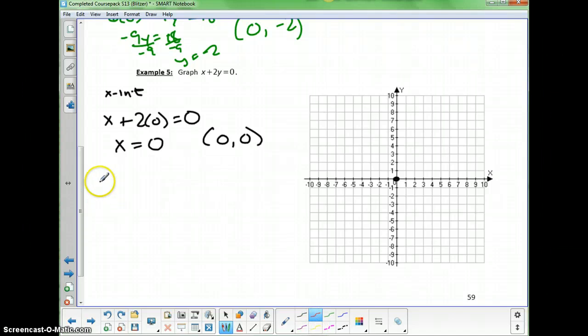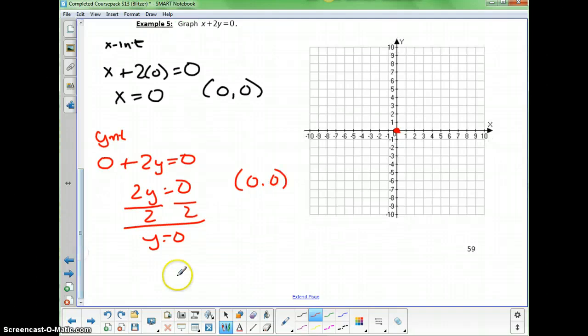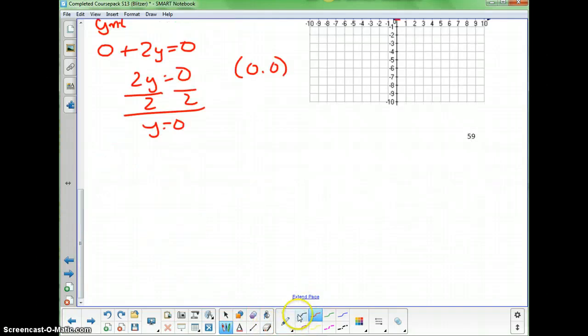And if I find the y-intercept, that's where x is equal to 0. So 0 plus 2y equals 0. So 2y equals 0. And if I divide both sides by 2, y equals 0. So the y-intercept is (0, 0). So that's the same point. That's not enough information to draw a line. I need to have 2 distinct points. So regardless of the directions, I have to go ahead and find a third point.